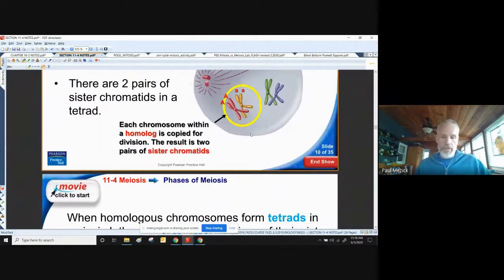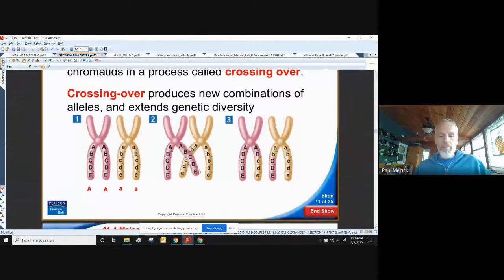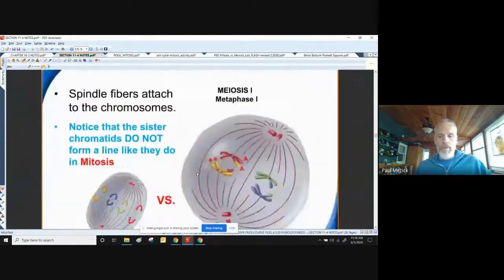This is just what crossing over is. You notice they have all the letters, and they're just showing that sometimes when these guys get really close to one another, they switch information. This just adds to genetic diversity. It's a little bit beyond the scope of what we need to talk about right now.